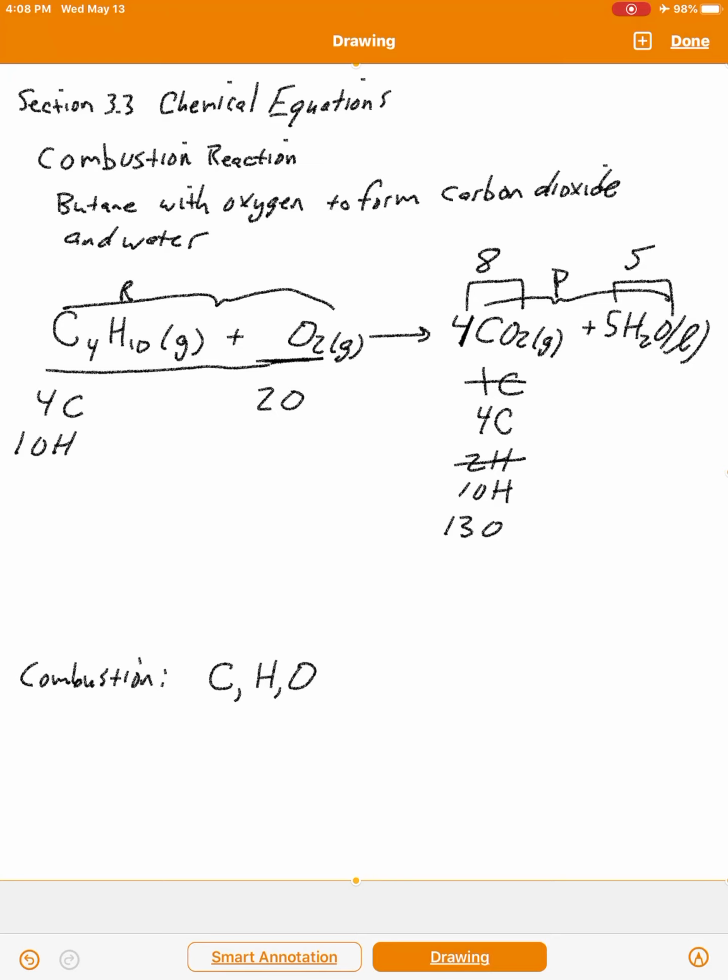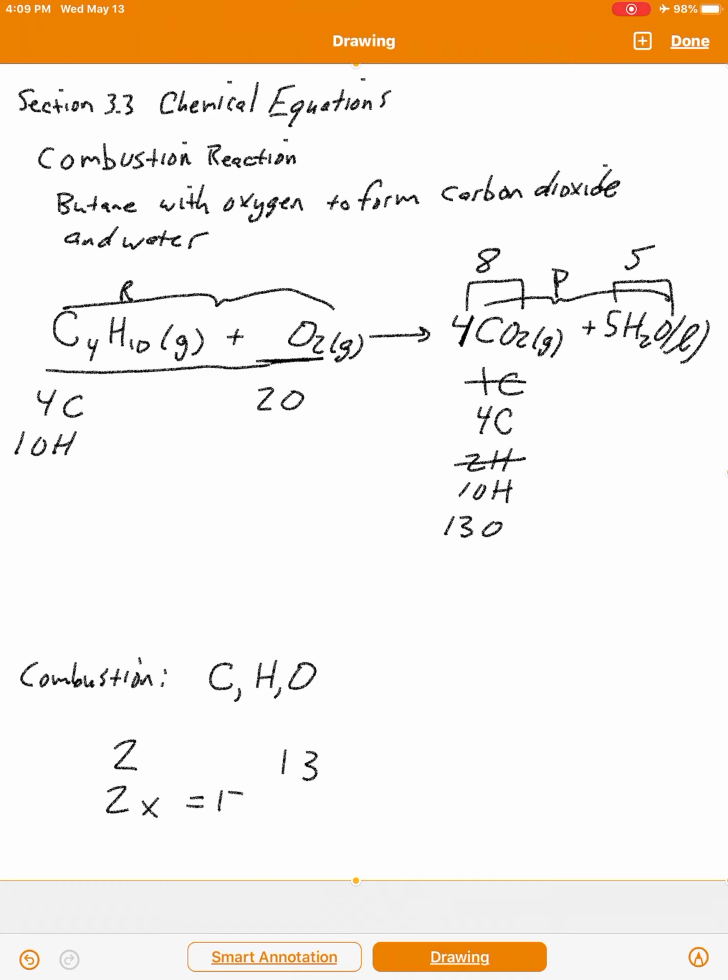So here's what you're going to do. We have 2 oxygens on the left. We have 13 on the right, on the product side. We have to multiply the smaller number, which in this case is a 2, by some number that gives us 13. 2 times 2 is 4. 2 times 3 is 6. 2 times 4 is 8. 2 times 5 is 10. 2 times 6 is 12. So how do we get 13? I'm going to show you this way.